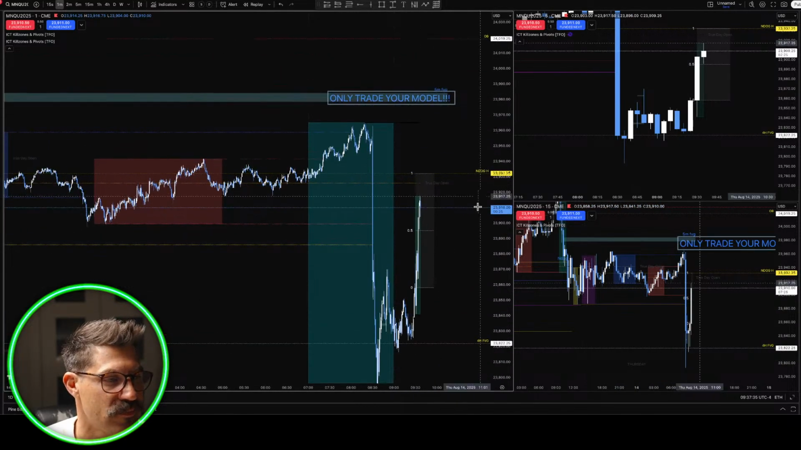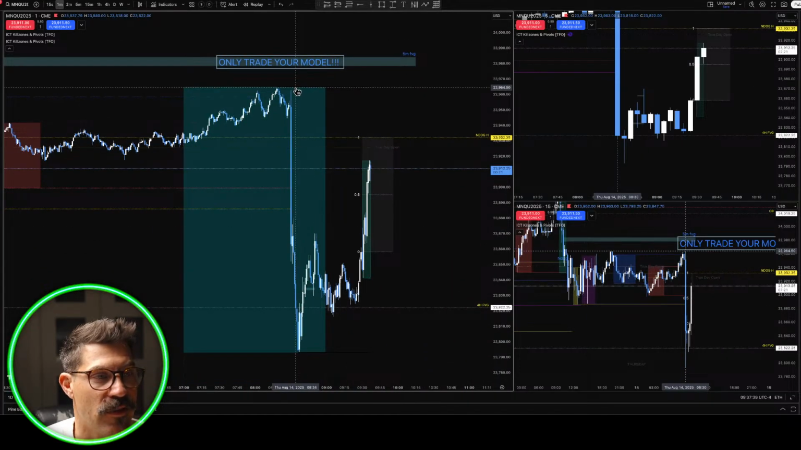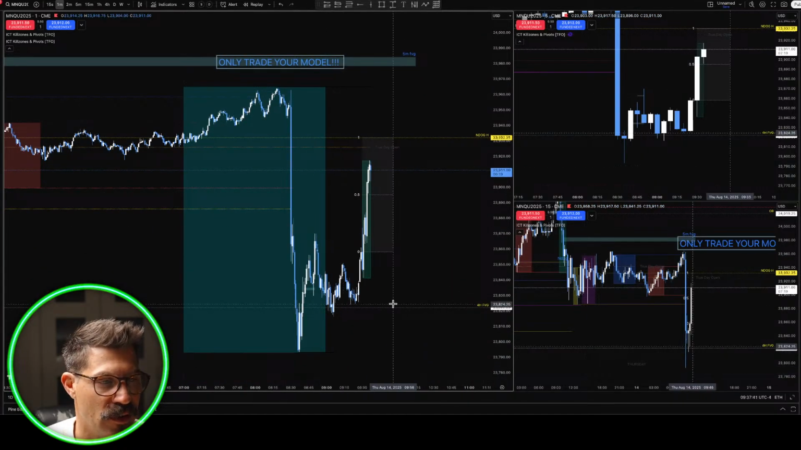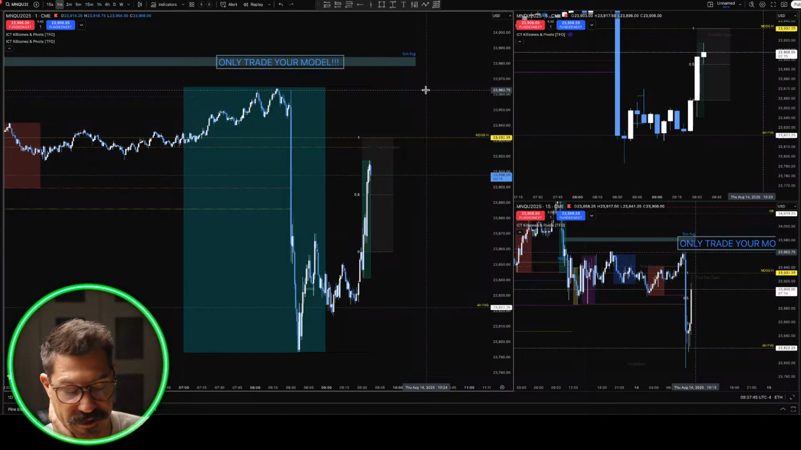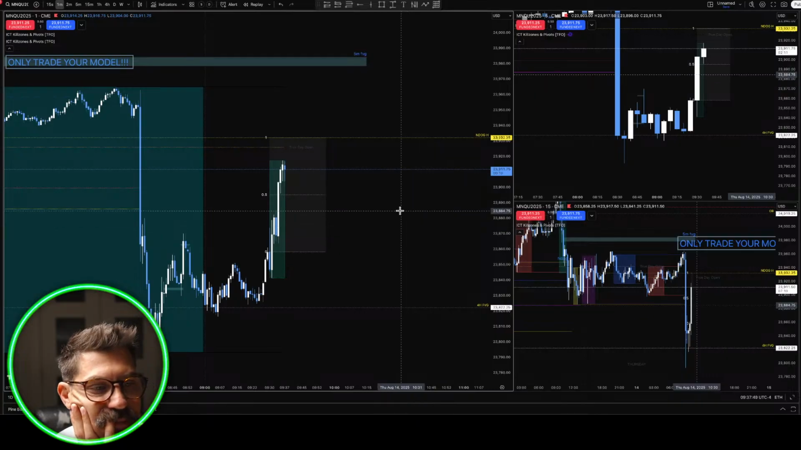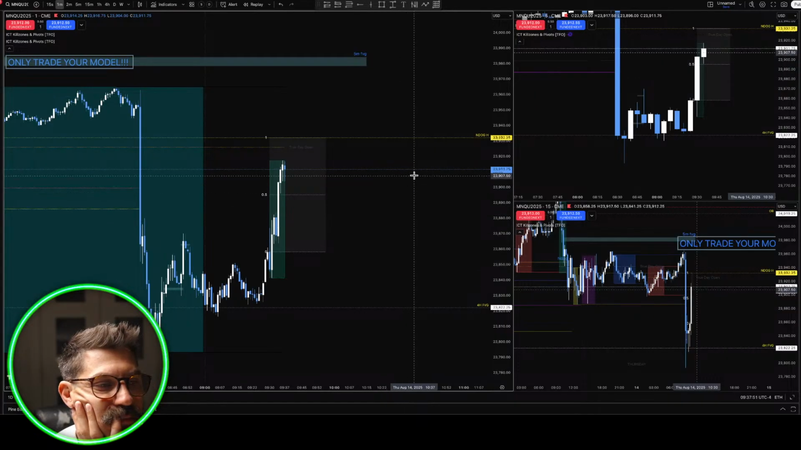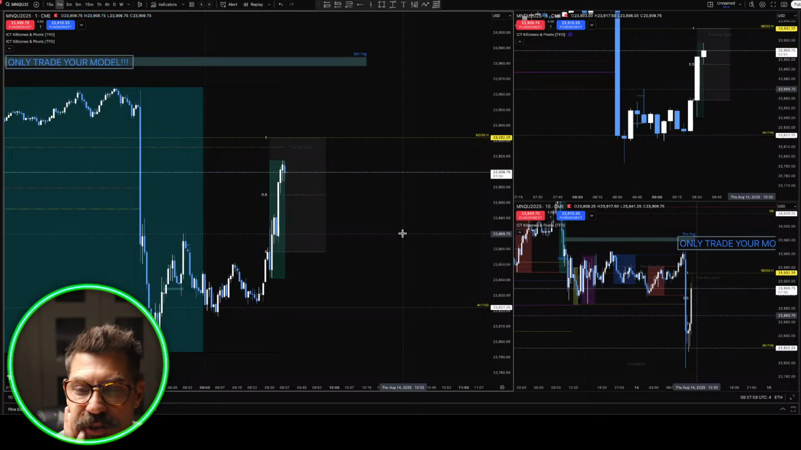So that's my model anyway. I need to wait for a break above or below before I can look for a reversal in the opposite direction. But I don't think I'm gonna have anything. Missed my limit short trade.